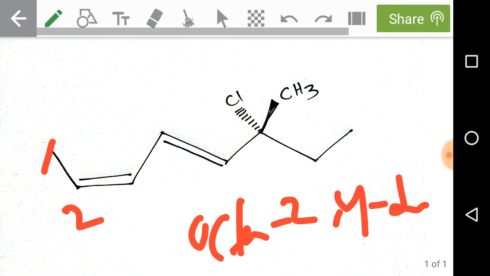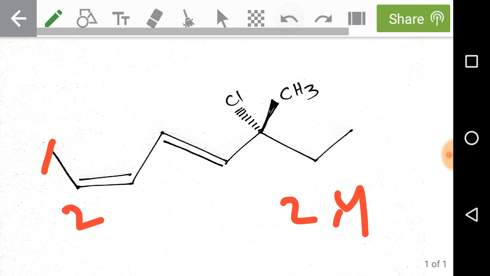Now move to the left side. On the 6th carbon we have chlorine and a methyl group. Chlorine gets first priority as a prefix, so 6-chloro and 6-methyl. Okay, 6-chloro and 6-methyl. After that, we need to give the R/S and E/Z nomenclature, which should come first in the prefixes.